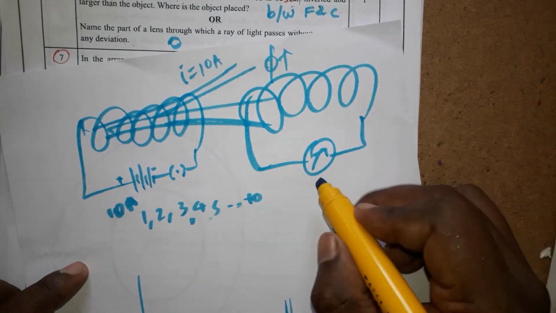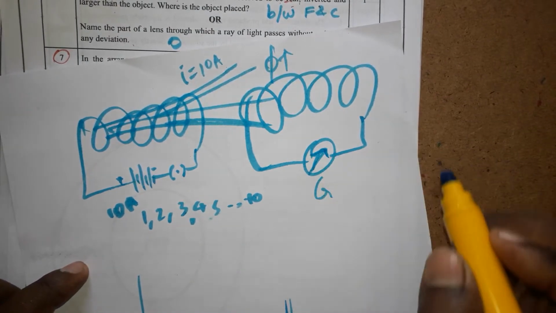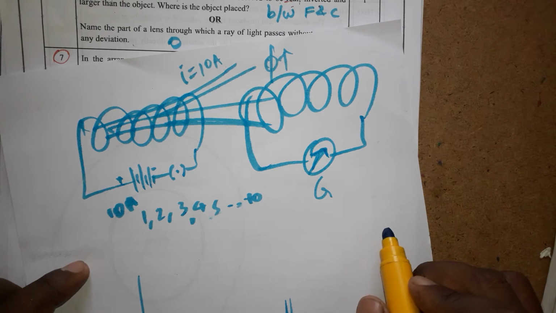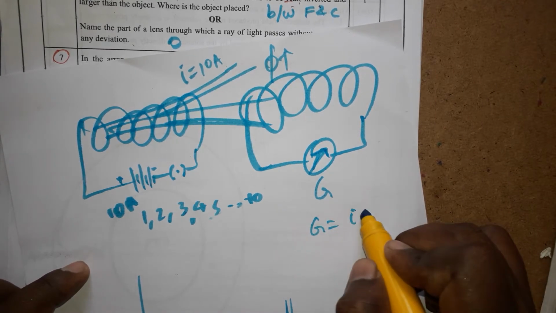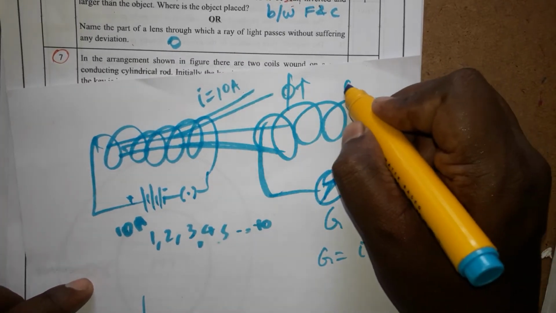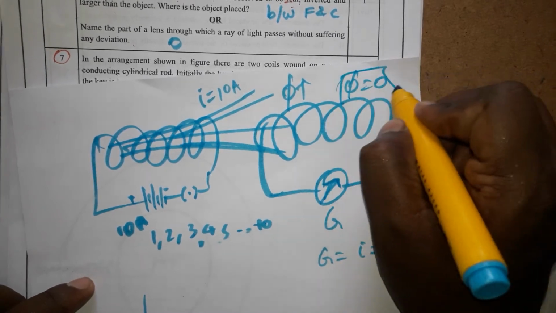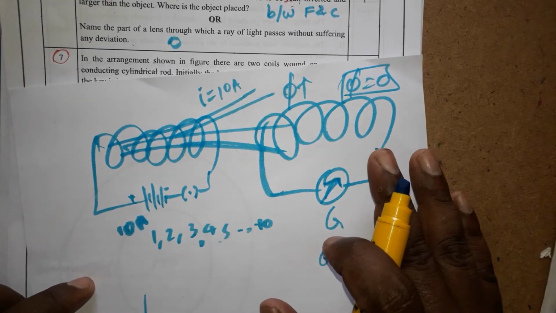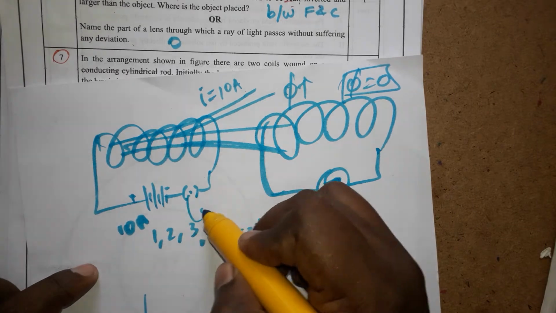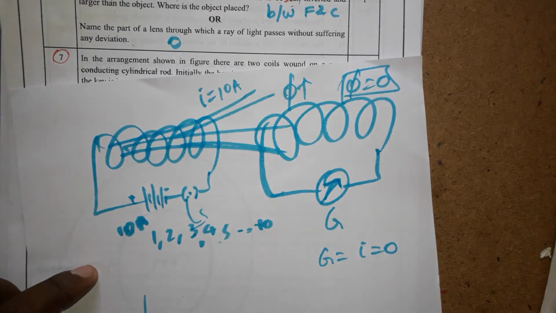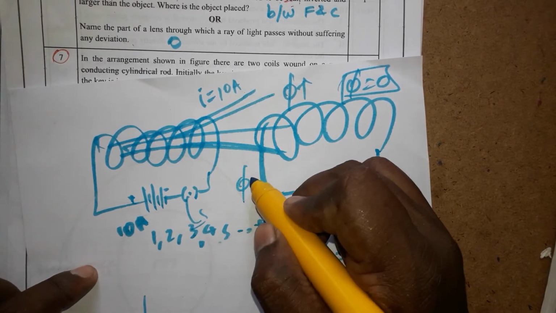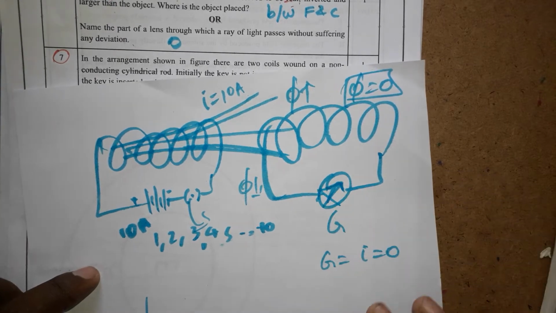When the flux is increasing, the galvanometer will be deflecting to one side. After some time, the galvanometer will show the current as 0. That means the flux is not changing, the magnetic field is constant. There is no increasing or decreasing magnetic field. Then they remove this plug key, and the flux will decrease, so the galvanometer will deflect to the opposite side.